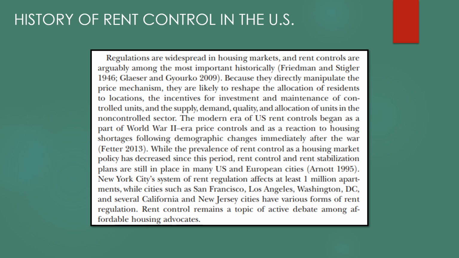So the modern era of U.S. rent controls began as a part of World War II era price controls and as a reaction to housing shortages following demographic changes immediately after the war. More immigrants showed up. So while the prevalence of rent control as a housing market policy has decreased since this period, rent control and rent stabilization, kind of the same thing, plans are still in place in many U.S. and European cities. New York City's system of rent regulation affects at least 1 million apartments, while cities such as San Francisco, LA, Washington, D.C., and several California and New Jersey cities have various forms of rent regulation.